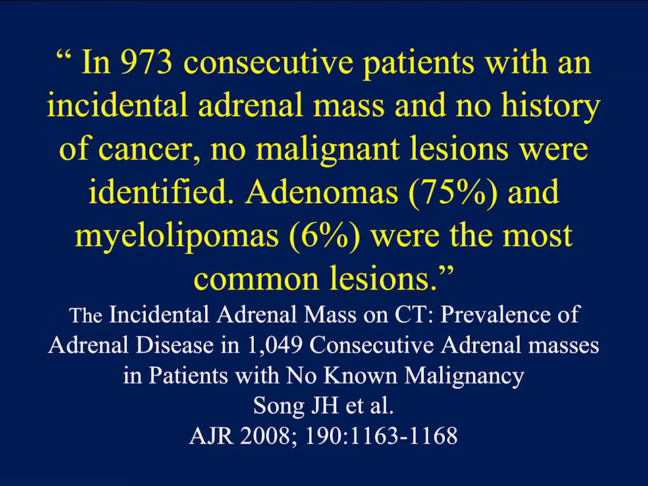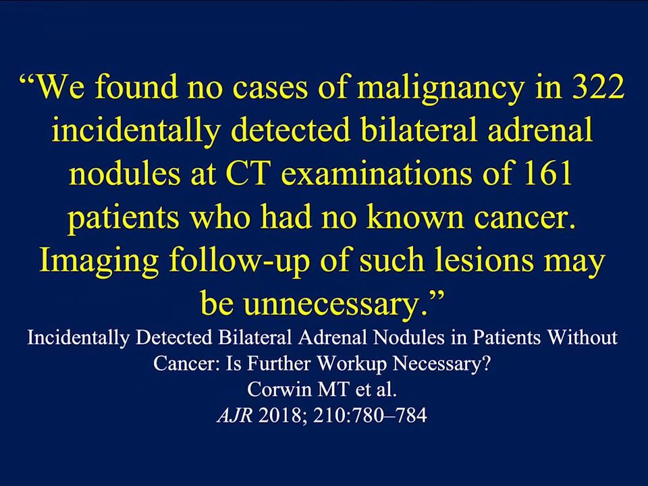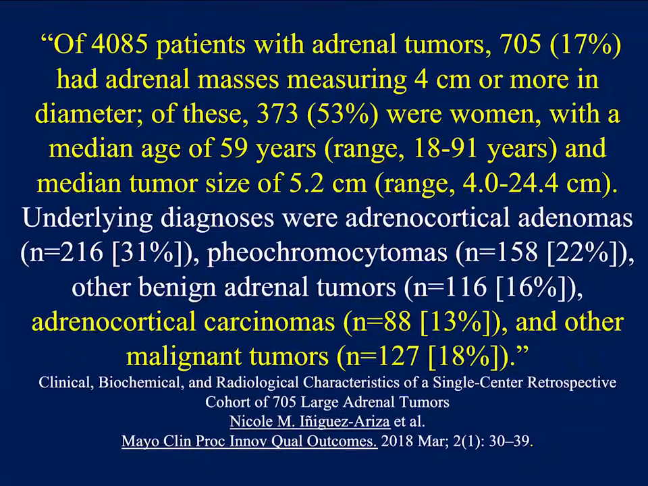Now, some articles made it fairly simple. This article by Song, 973 consecutive patients with an incidental adrenal lesion and no history of cancer. The lesion was never malignant. It was most typically an adenoma or a myelolipoma. In this next article, Corwin, there were no malignancies in 322 incidentally detected bilateral adrenal nodules, so in patients without cancer. So now we're saying with cancer, obviously it's a different scenario, but incidental unilateral or bilateral lesions under 4 centimeters in these 2 articles were typically benign, and no follow-up was, in fact, suggested to be necessary.